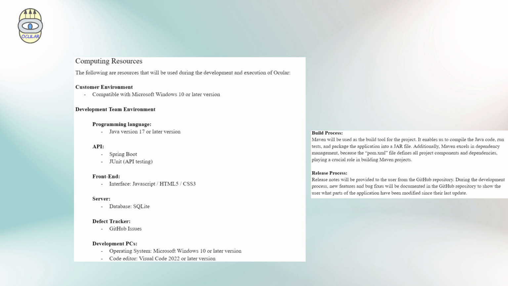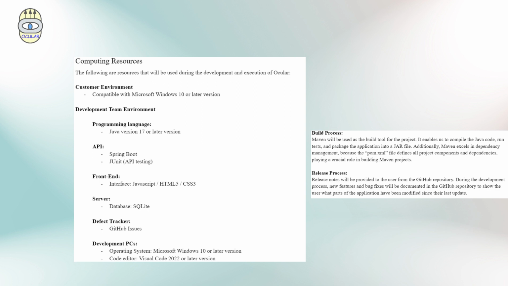Ocular relies on Microsoft Windows 10 or later version for customer environments, and Java 17, Spring Boot, and JUnit for the development team. All the early Windows versions such as Windows 7, Windows 8, and XP are not supported. The front-end employs JavaScript to fetch data, HTML5 and CSS3 to design web pages, while the database is SQLite. GitHub issues track defects, and Visual Studio 2022 on Windows 10 is the chosen code editor.